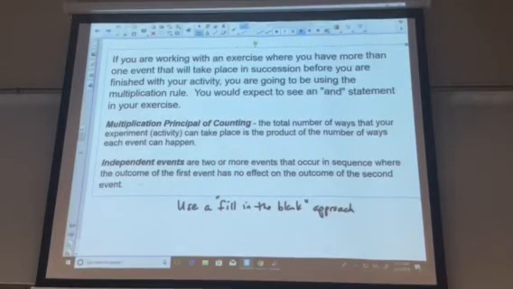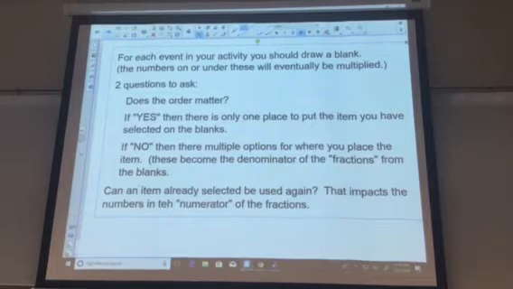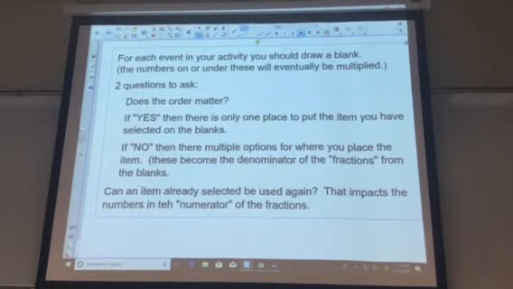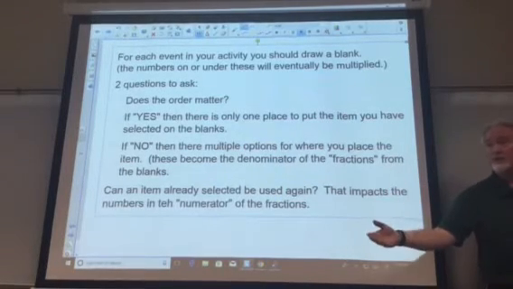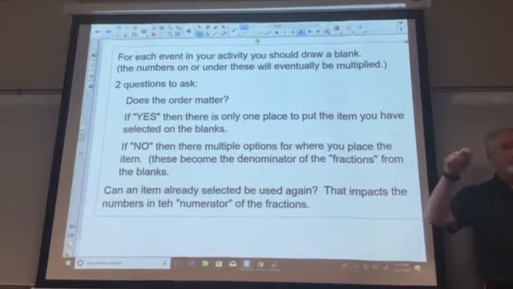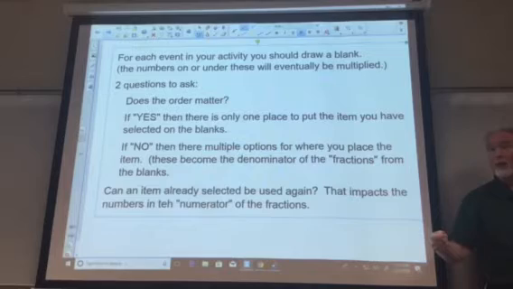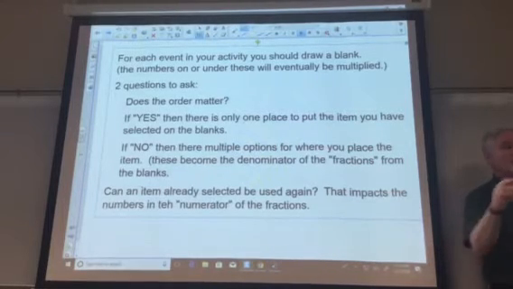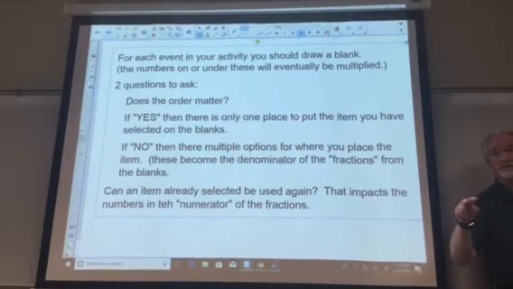What do we mean by that? Real simple. You're going to draw a blank for each one of the individual components of your event, of your activity. And eventually, the numbers we stick on those blanks are going to be multiplied together. But the blanks exist for 2 reasons.